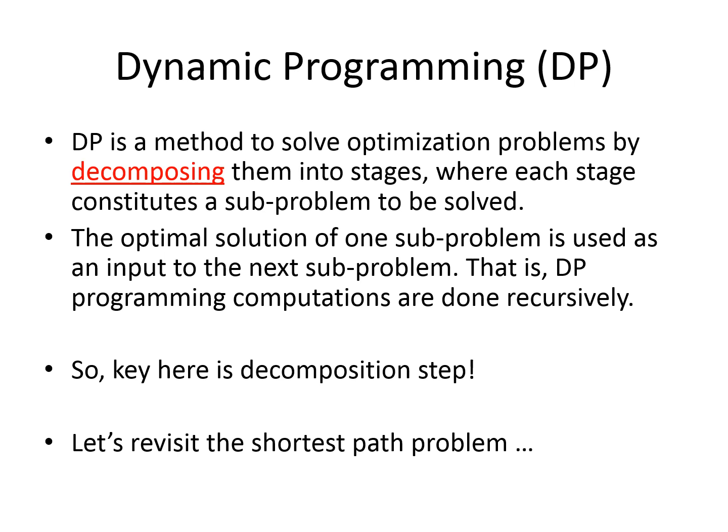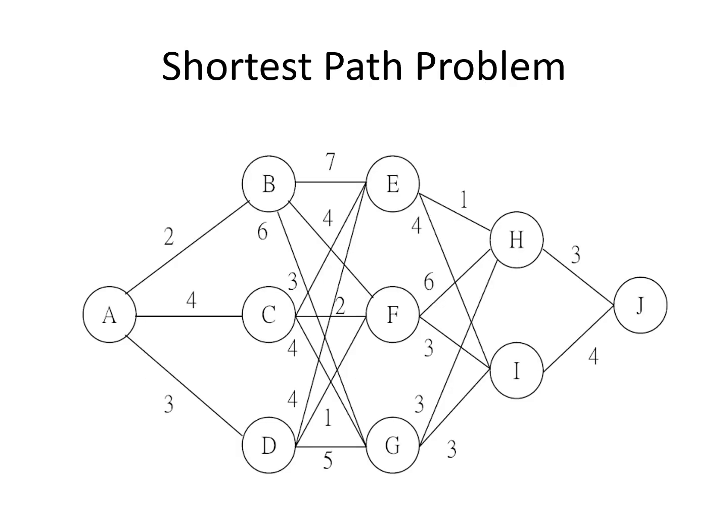Then the DP computations are recursive. We'll see that in the next few slides. So the key performance step here is decomposition. How do we decompose the problem into subproblems? In order to look at that decomposition, let's revisit the shortest path. So let's revisit the shortest path problem, looking at it from the perspective of dynamic programming, DP.